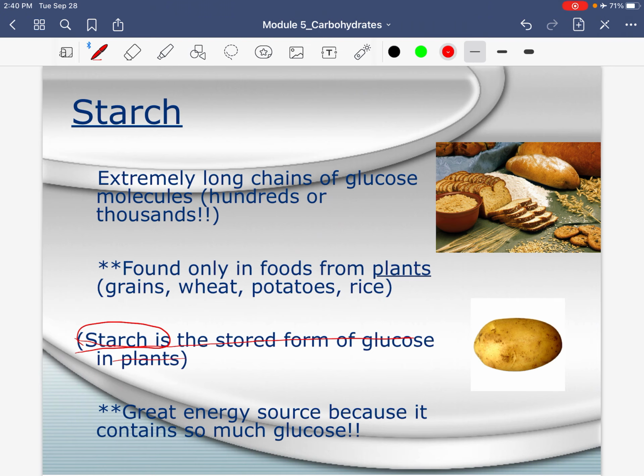It's a polysaccharide, and it's found in a lot of plant-based food: grains, potatoes, rice, bread. You know what's starchy. It can also be used as an energy source. It's a polysaccharide, so it'll take a little bit longer to break down than the mono and the disaccharides, but still a good energy source.